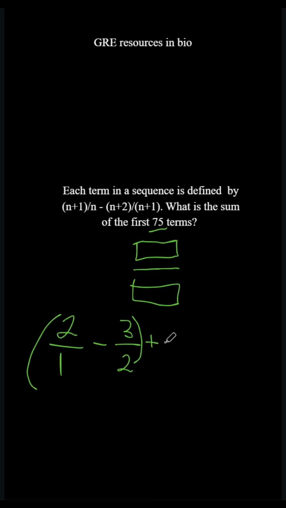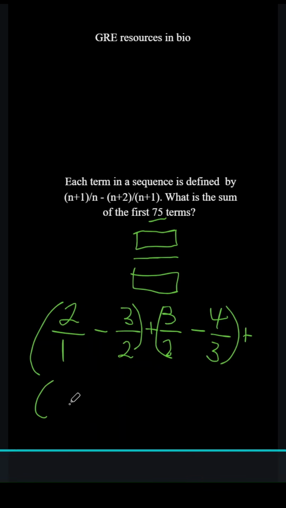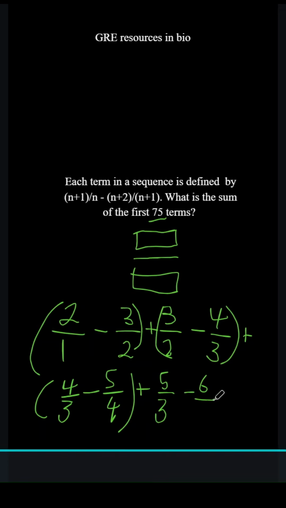If we were to keep going, then the next term in the sequence is clearly 3 over 2 minus 4 over 3. And then the next term would be 4 over 3 minus 5 over 4. The next term in the sequence would be 5 over 4 minus 6 over 5. So let's just stop for a moment and see if we can notice a pattern.